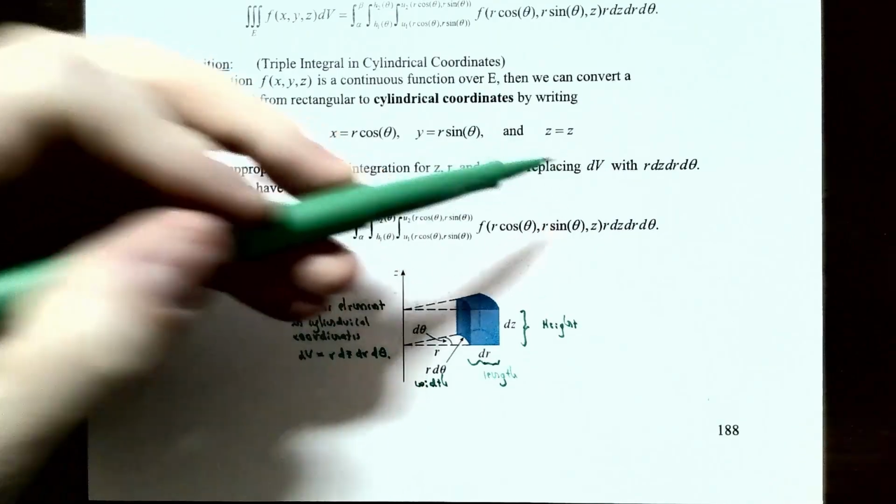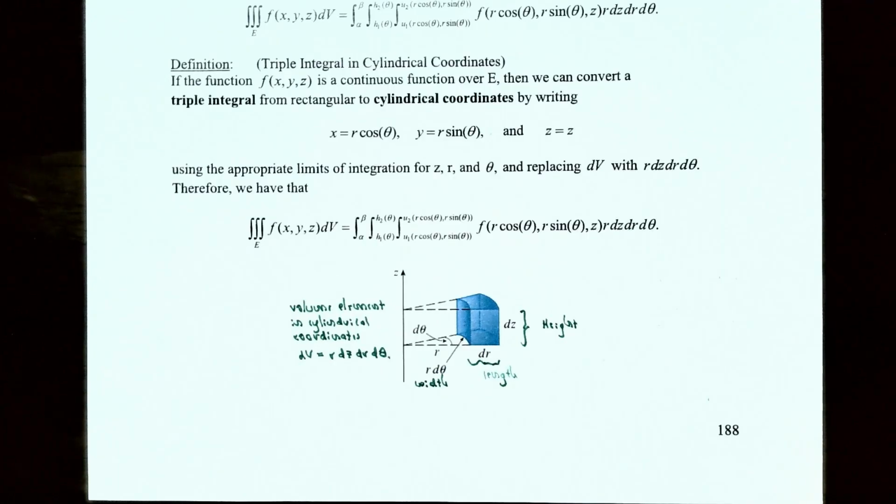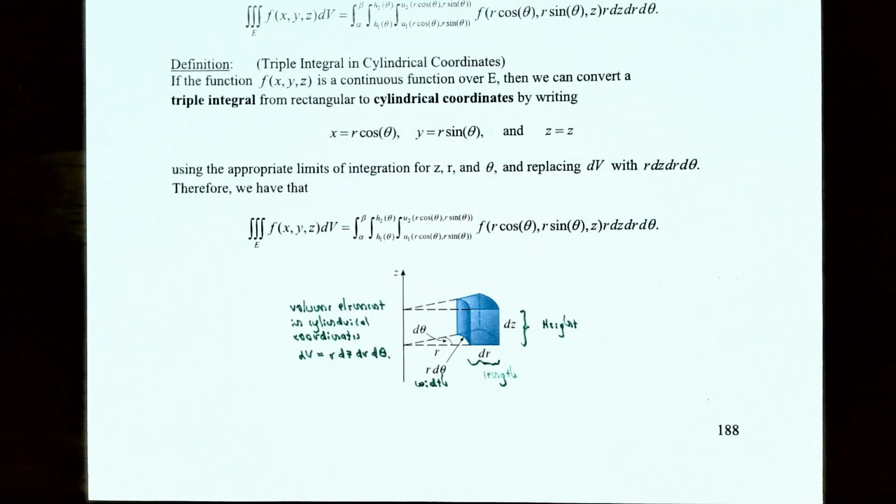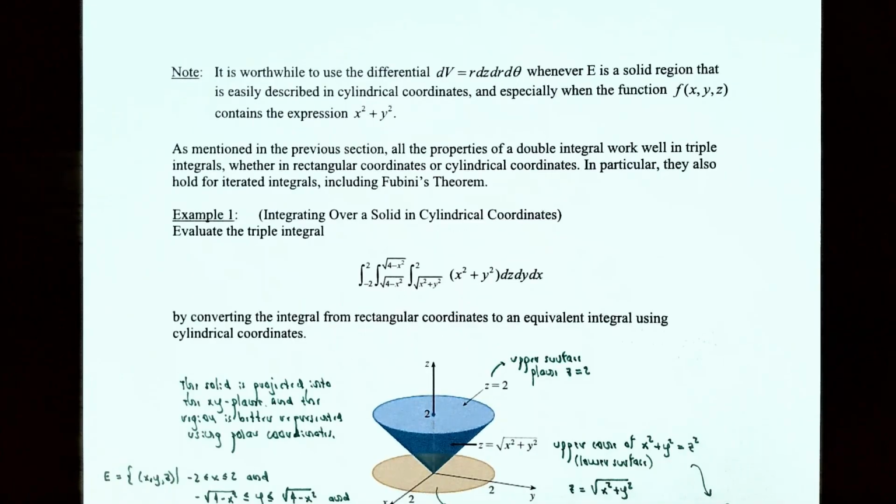You'll also have to replace the differential dv with r dz dr d theta, where you pick up the factor of r when you change to cylindrical coordinates. And this r dz dr d theta is what's called the volume element for cylindrical coordinates. The dv is r dz dr d theta. So note, it's worthwhile to use the differential dv, which is equal to r dz dr d theta, whenever the solid E can be more easily described using cylindrical coordinates, or whenever you have an integrand f of x, y, z which contains the expression x squared plus y squared.